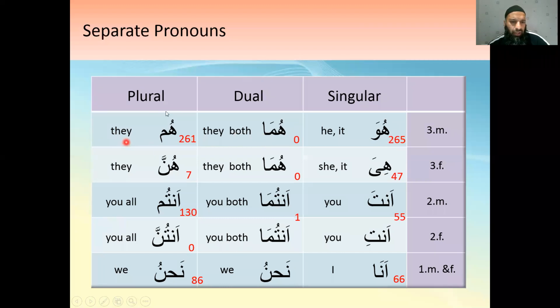And hum means them. So you're just going to have to learn these. We're going to have some examples, not for this, but coming later, inshallah. But you have to learn these.